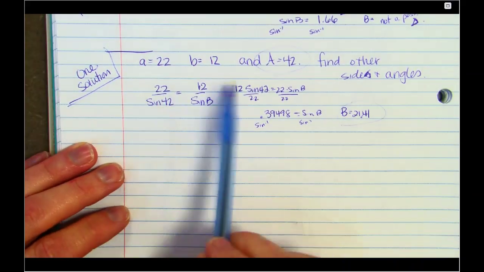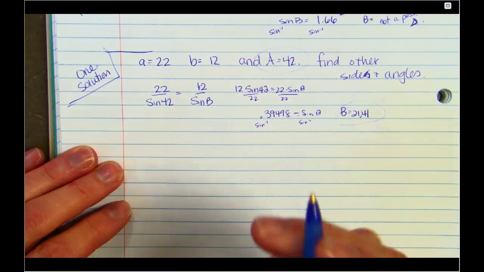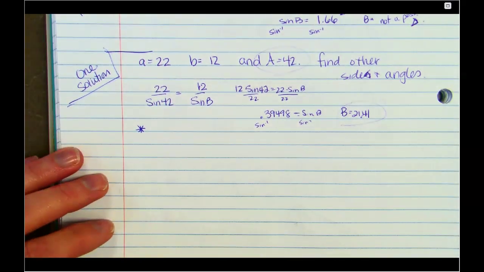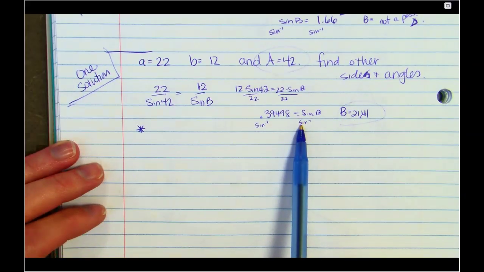So we set this up, we cross-multiplied, and we solved, and we got B equals 21.41, and this is where we stopped yesterday. This is the spot where I'm going to tell you this is going to be super important, so I'm going to put an asterisk there. I probably should make it a pink one. We used sine inverse, and we solved an equation.